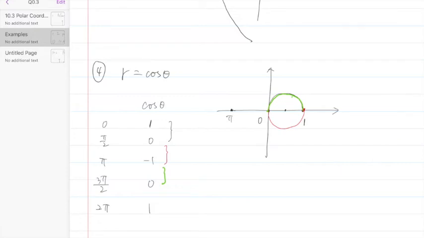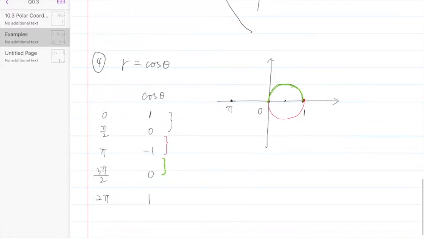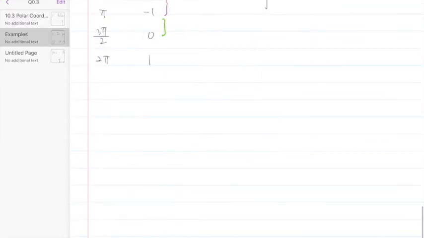Okay, so this graph is actually a circle centered at (1/2, 0) with a radius of 1/2, and it goes around the whole circle twice within the period from 0 to 2 pi. So that's what we have here.